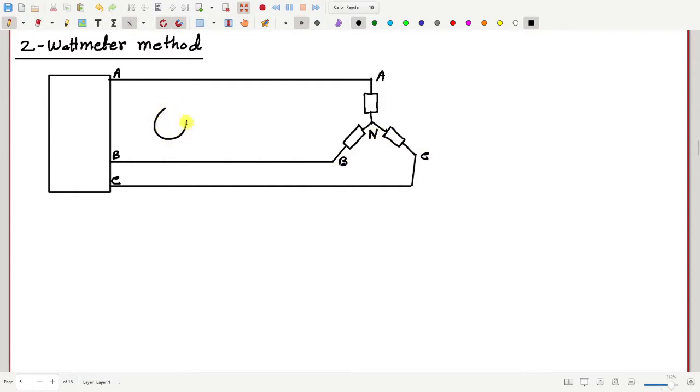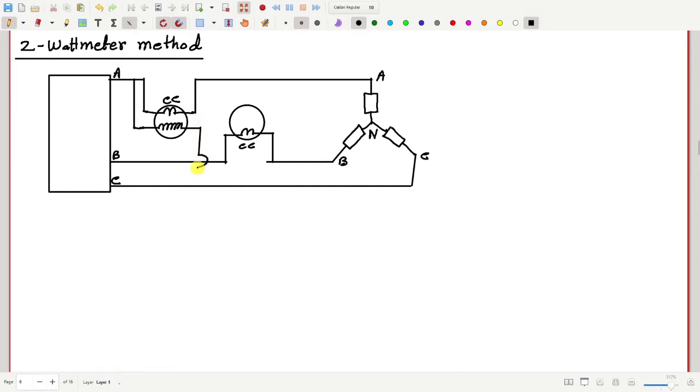Now if we have 2-watt meters, okay, how to connect them? Put the current coil of the 2 meters in any two lines. For example, I can put it here, and the other one may be here. So this is the current coil, this is also current coil, and then the pressure coils, voltage coils should measure the voltage of these two lines with respect to the unused line.